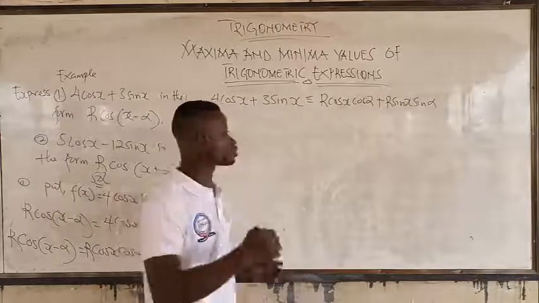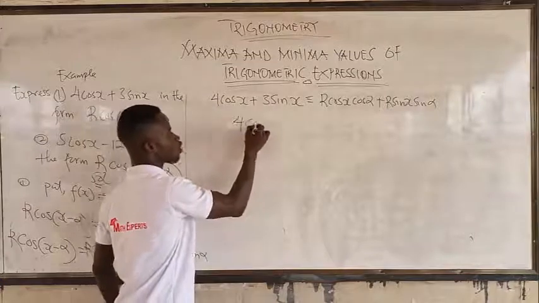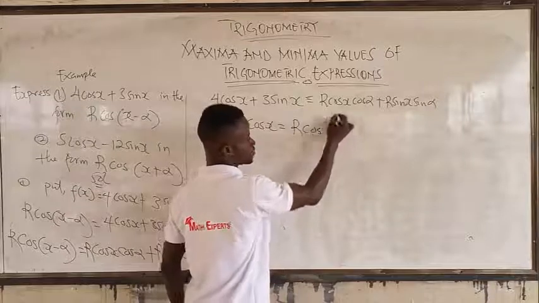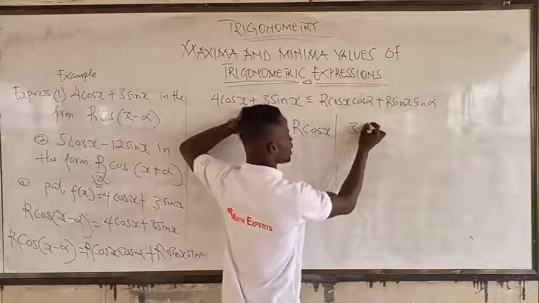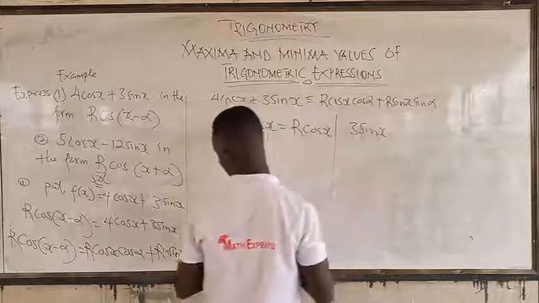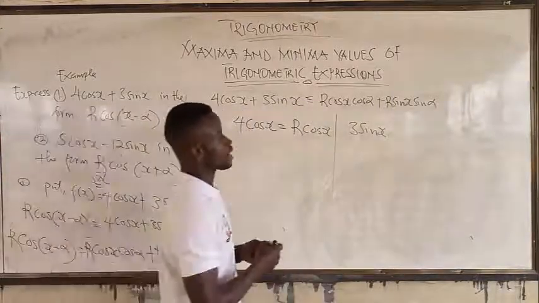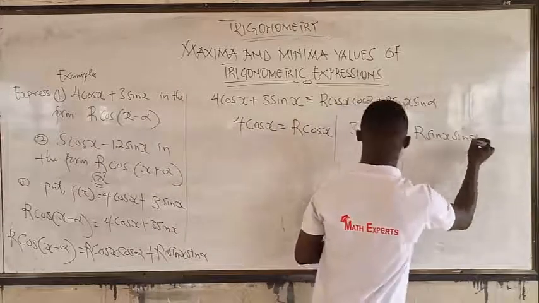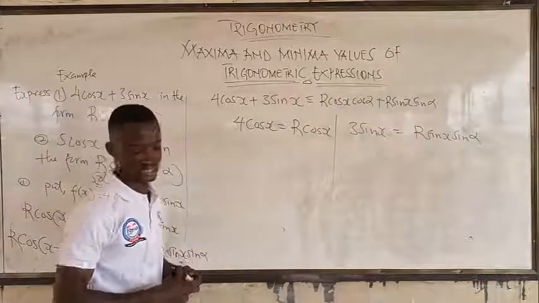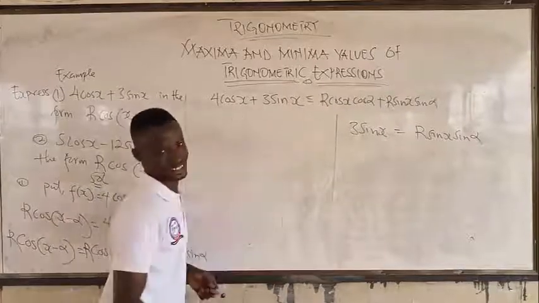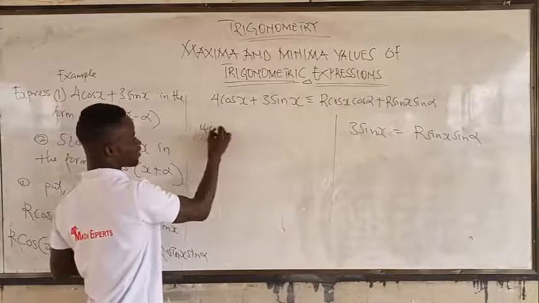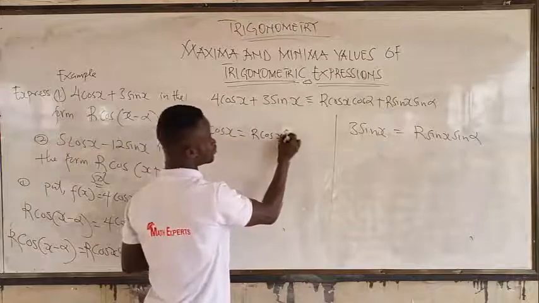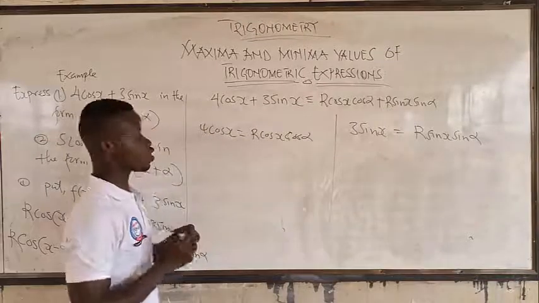So the best choice to go for is to equate 4 cos s to be equal to r cos s cos alpha, and 3 sin s to be equal to r sin s sin alpha. Hope you can see what it says. 4 cos s to be equal to r cos s cos alpha. Very good. I hope it's clear.